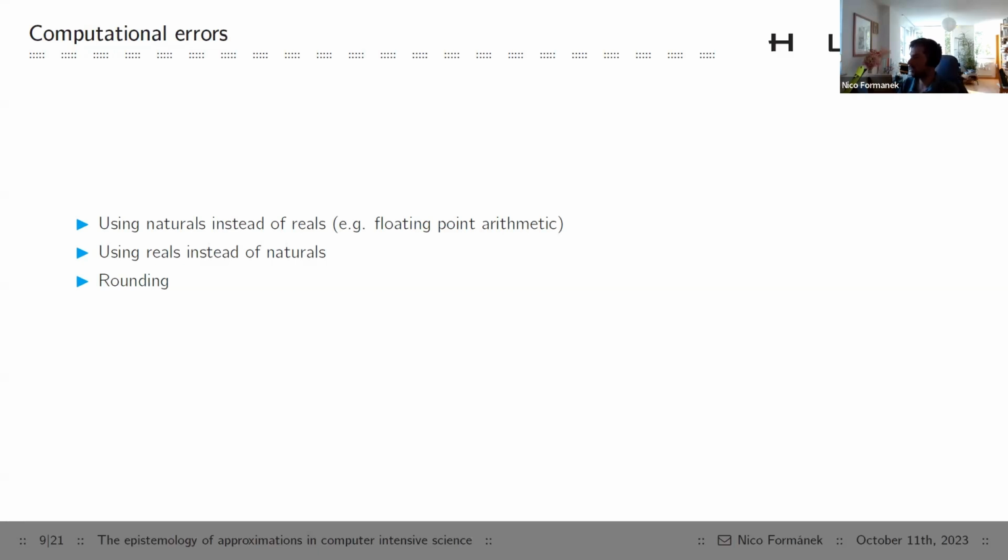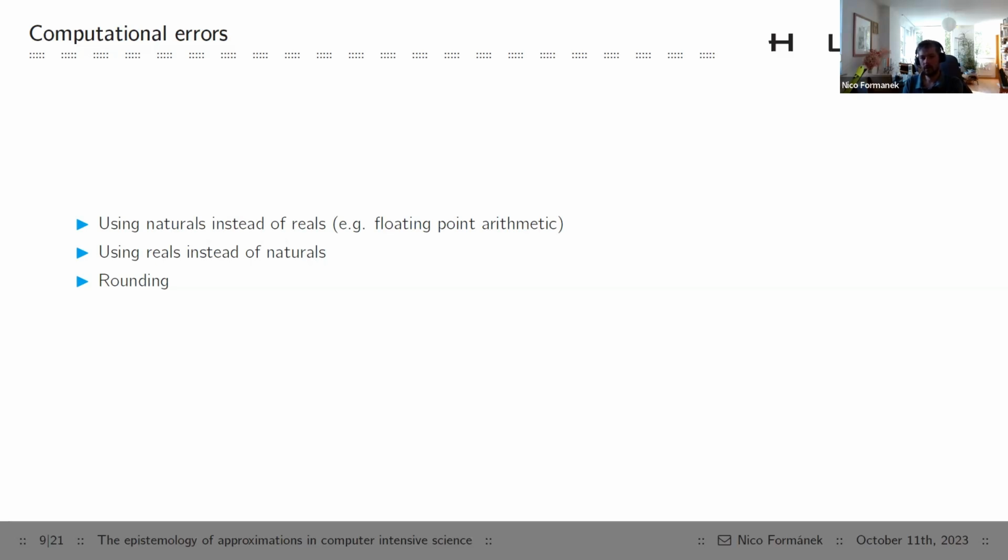But think about in physics, if you do statistical mechanics, then you replace sums with integrals. So you approximate a discrete quantity with a continuous quantity, and of course there are then errors involved in that too. But this is just maybe some interesting case. If you use computers, you always have the problem that you reduce real numbers to natural numbers and thereby introduce errors. So this is the main source of computational error.